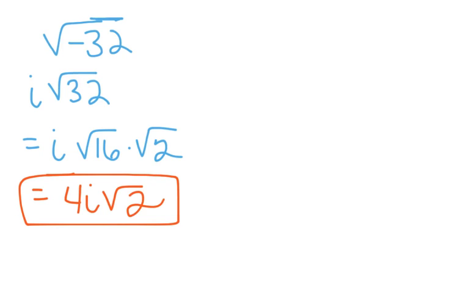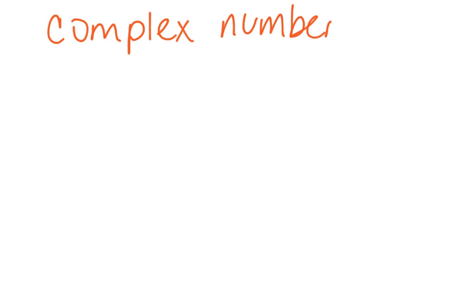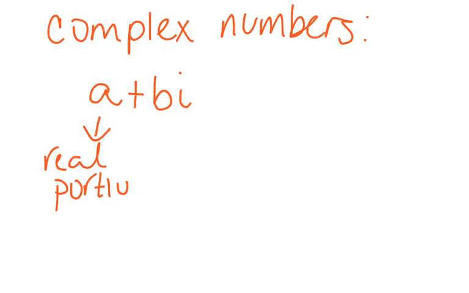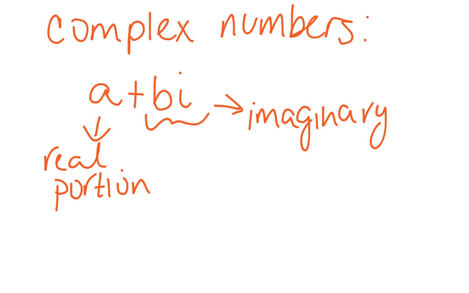Okay, so let's take a look at what complex numbers are. Complex numbers and imaginary numbers are a part of this. The standard form is written as a plus bi, where a is your real portion and bi is your imaginary. This is the format we want it in when we're reducing.